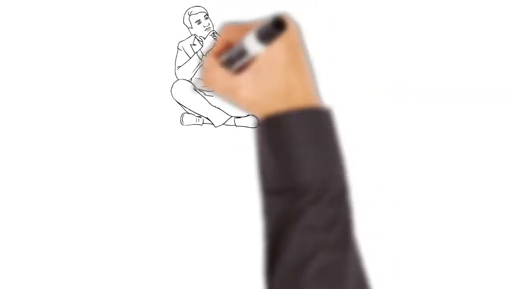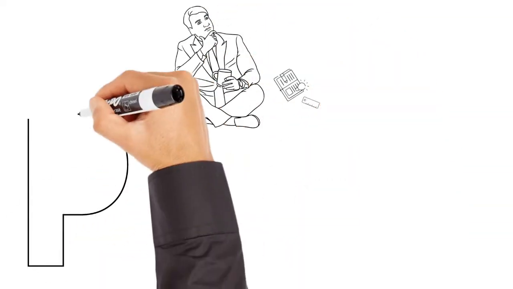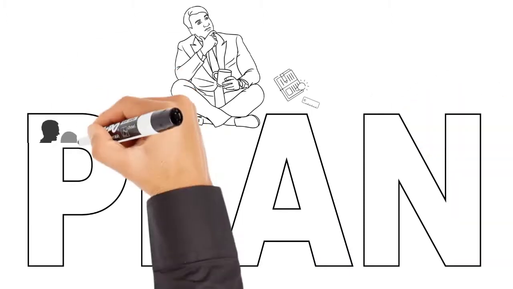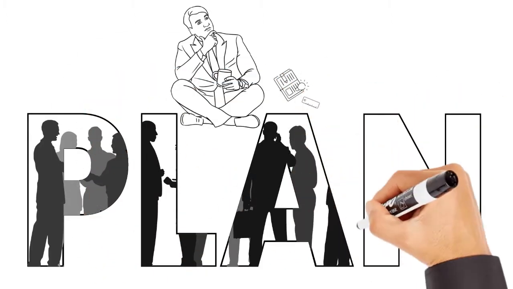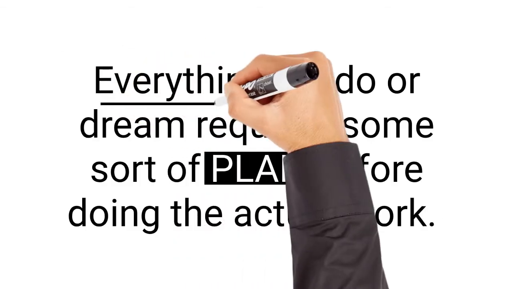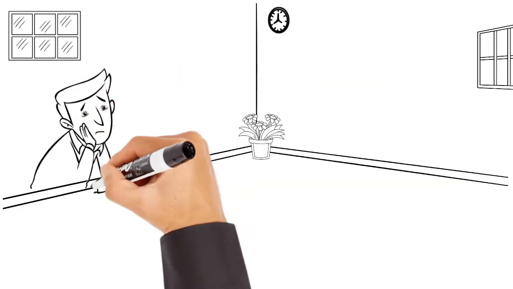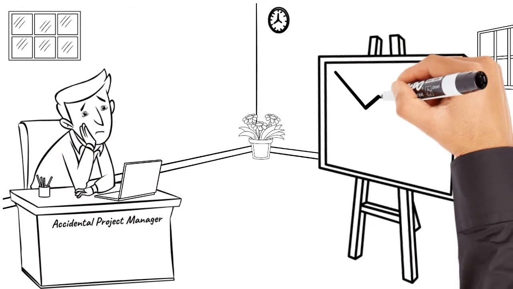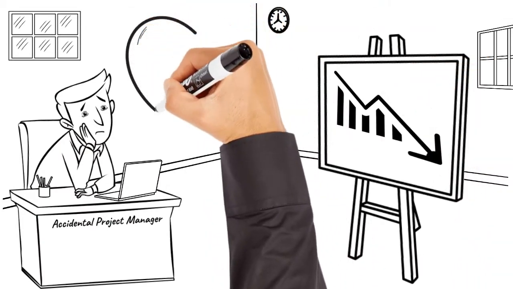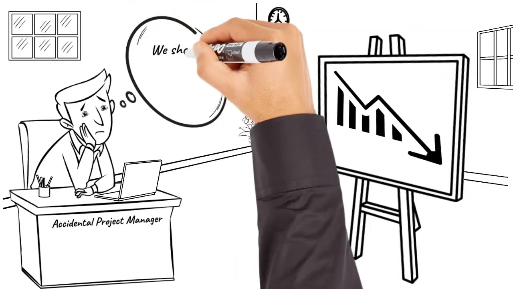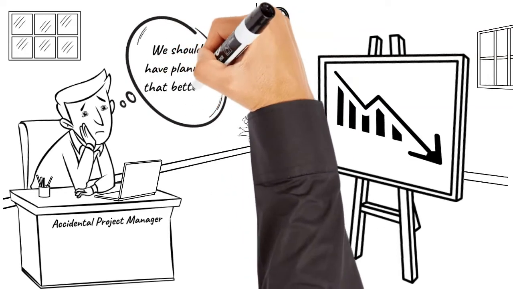Everyone has ideas for what they want to do in their lives, what they want to achieve, and what their goals are. People make a plan to achieve these targets. Everything we do or dream requires some sort of plan before doing the actual work. Do you remember how many times you have caught yourself saying that you should have planned that better? Does it sound very familiar to you? Well, that indicates that you may be missing some important aspects of planning.